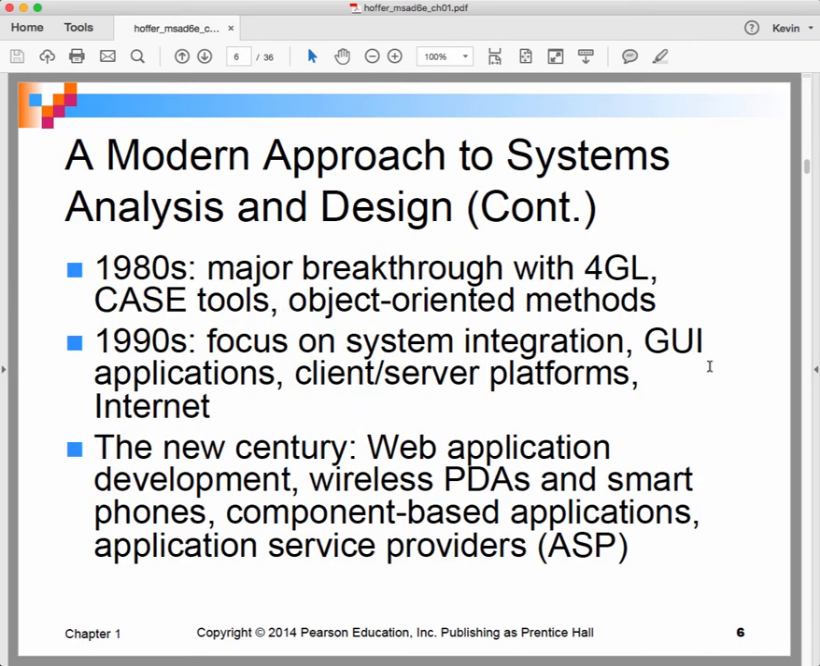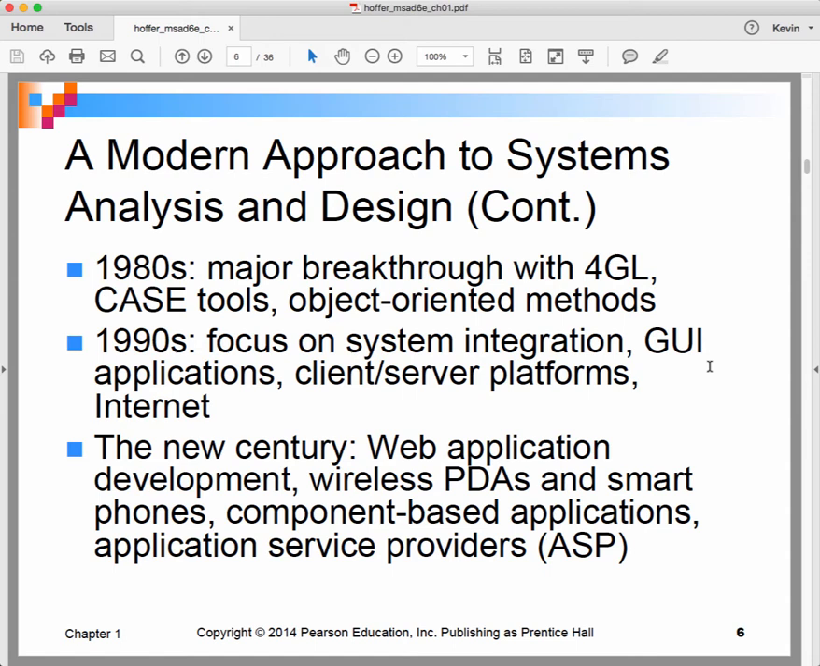So we come into the 1980s. A major breakthrough with fourth generation languages. Fourth generation languages were mostly report writer languages, CASE tools, and object-oriented methods. Again, these are things that allowed us to get more done. They were more efficient. CASE tools in particular were a set of tools that allowed the systems analysts to work with automated tools instead of having to work with pencil and paper, which we had used in the 1970s.